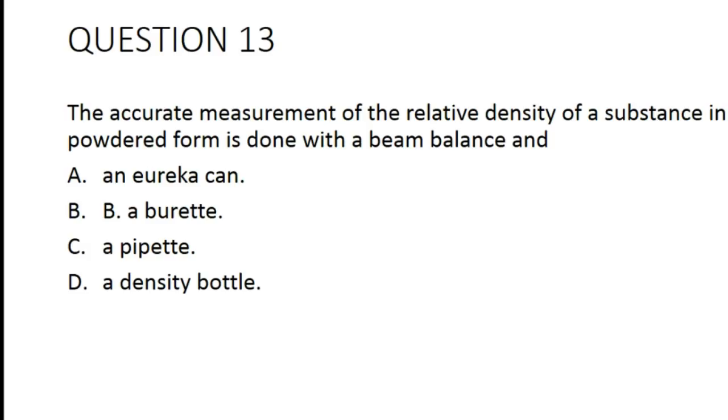Question 13. The accurate measurement of the relative density of a substance in its powdered form is done with a beam balance and A, an Eureka can, B, a burette, C, a pipette, D, a density bottle. The correct option here is option D. For us to measure the accurate relative density of a substance, we use a density bottle.